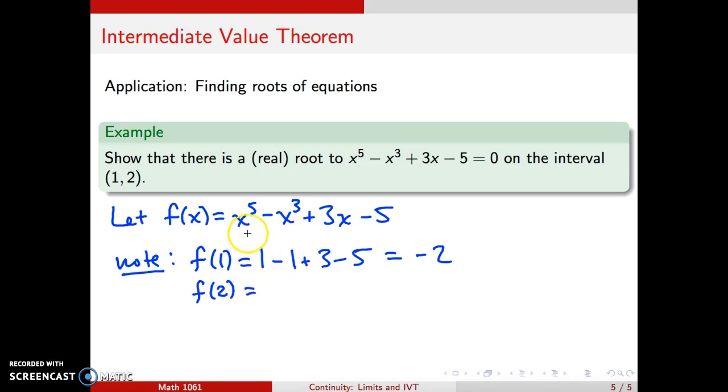f of 2 is 2 to the 5th, which I happen to remember is 32, minus 2 cubed, which is 8, plus 3 times 2, which is 6, minus 5. So that is 24 plus 6 is 30, minus 5. I think it's 25. Certainly seems to be positive. So here's the idea. This is negative. This guy's positive.